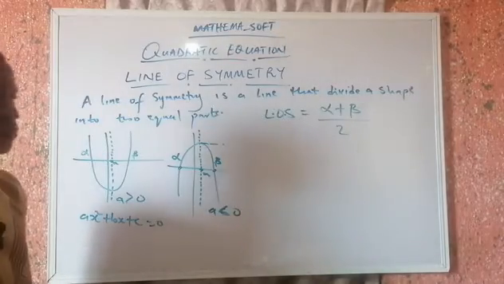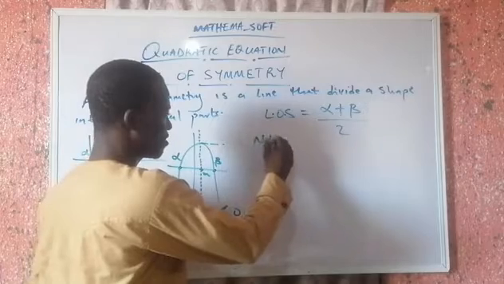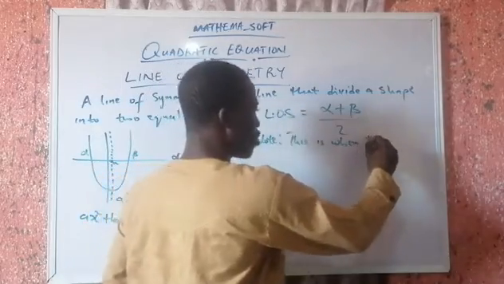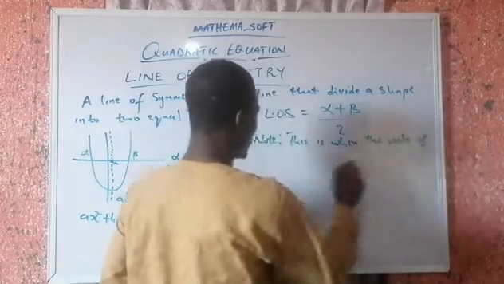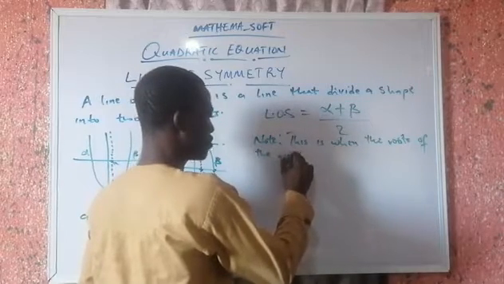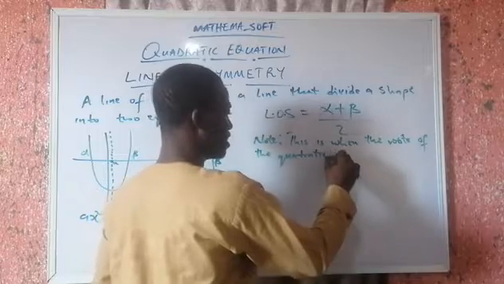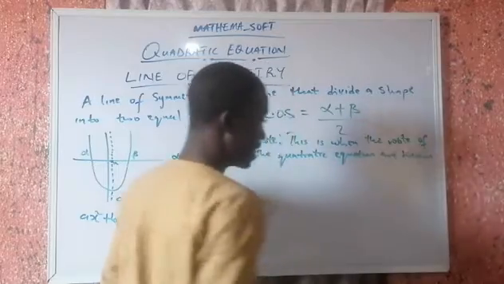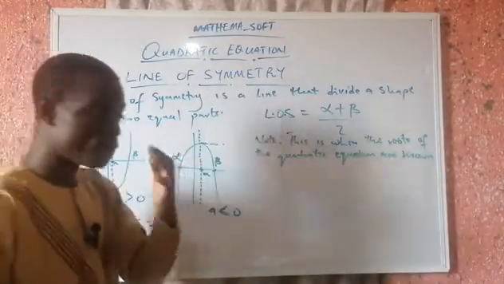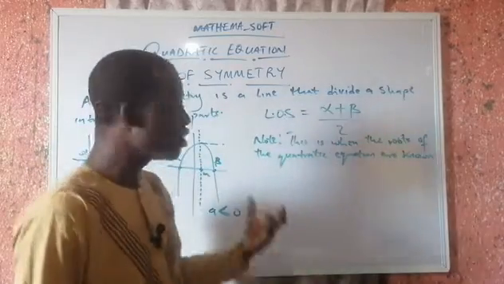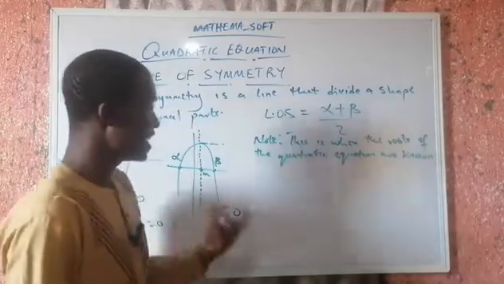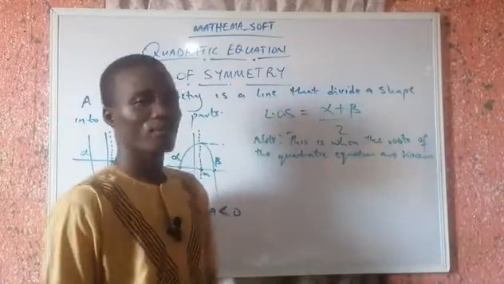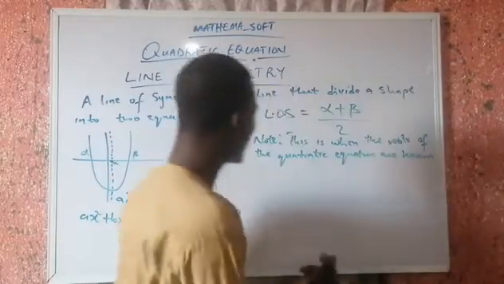Let's take an example. Note that this is when the roots of the quadratic equation are known. It is very easy for us to apply this method to find the line of symmetry only when we already know the roots of the quadratic equation. That is, the roots in this case are alpha and beta. Let's take an example to quickly understand this.